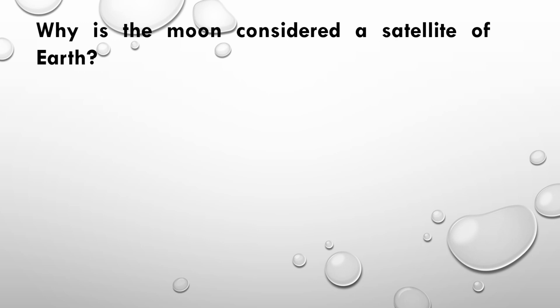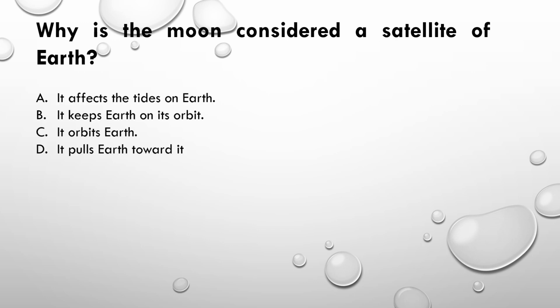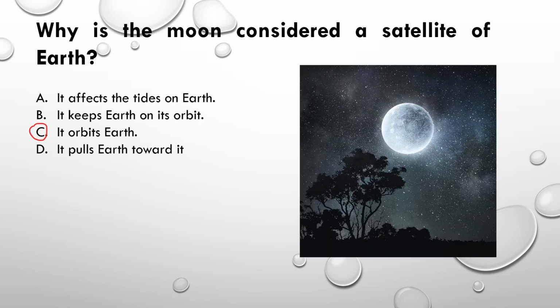Why is the moon considered a satellite of Earth? A. It affects the tides on Earth. B. It keeps Earth on its orbit. C. It orbits Earth. D. It pulls earthward on it. So the answer is letter C.